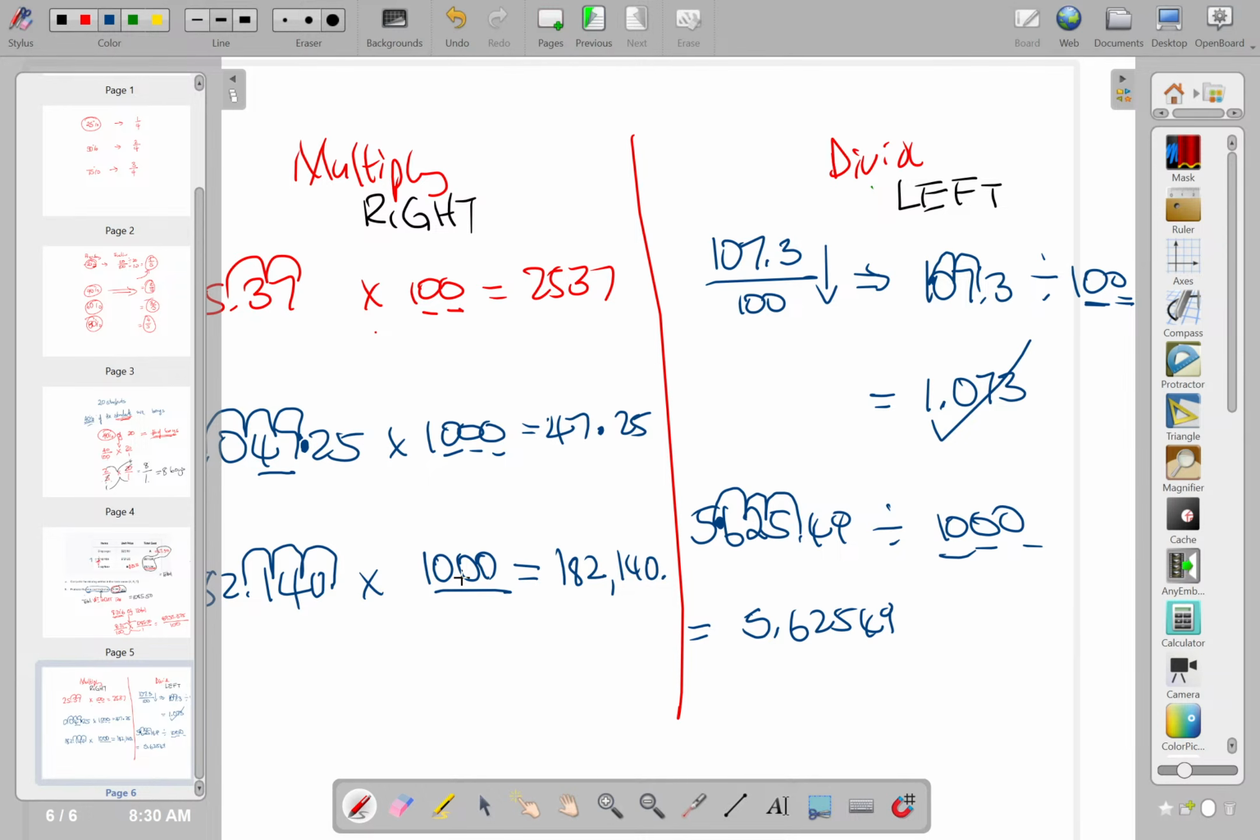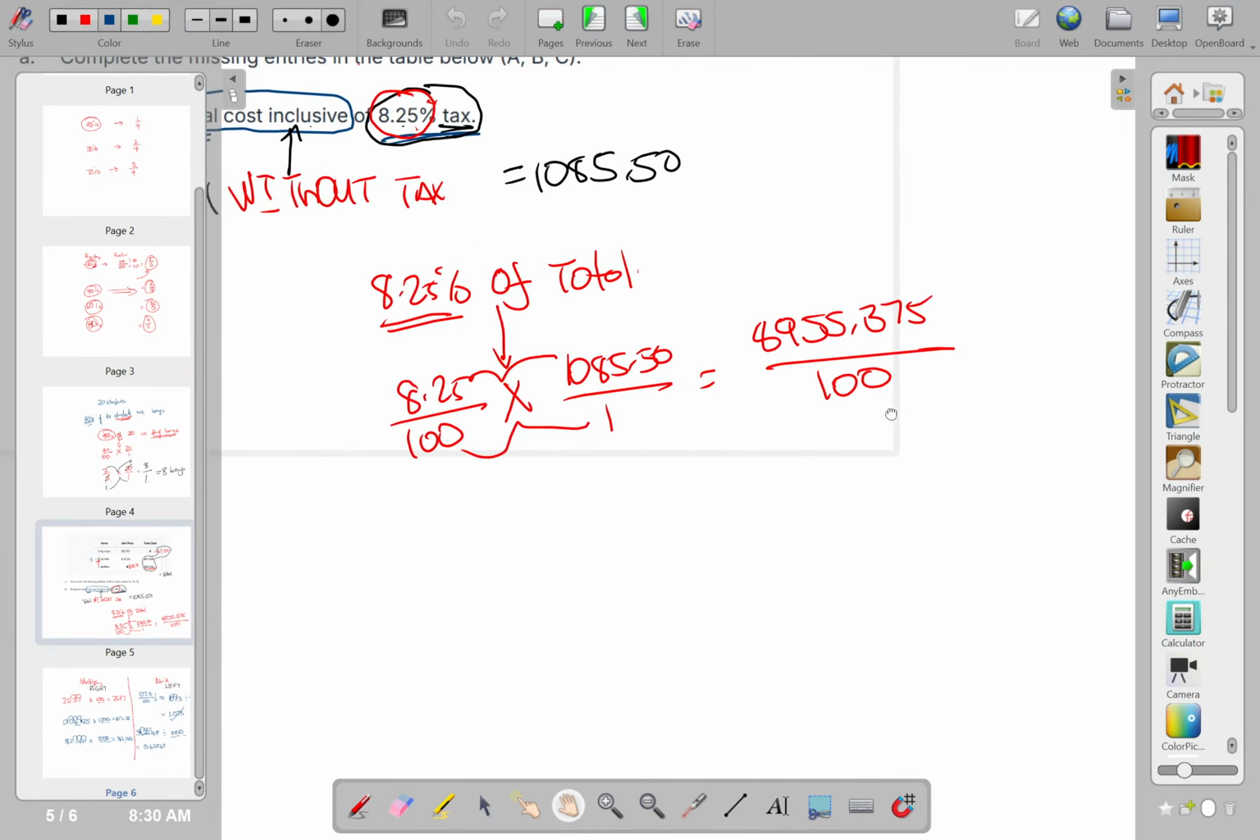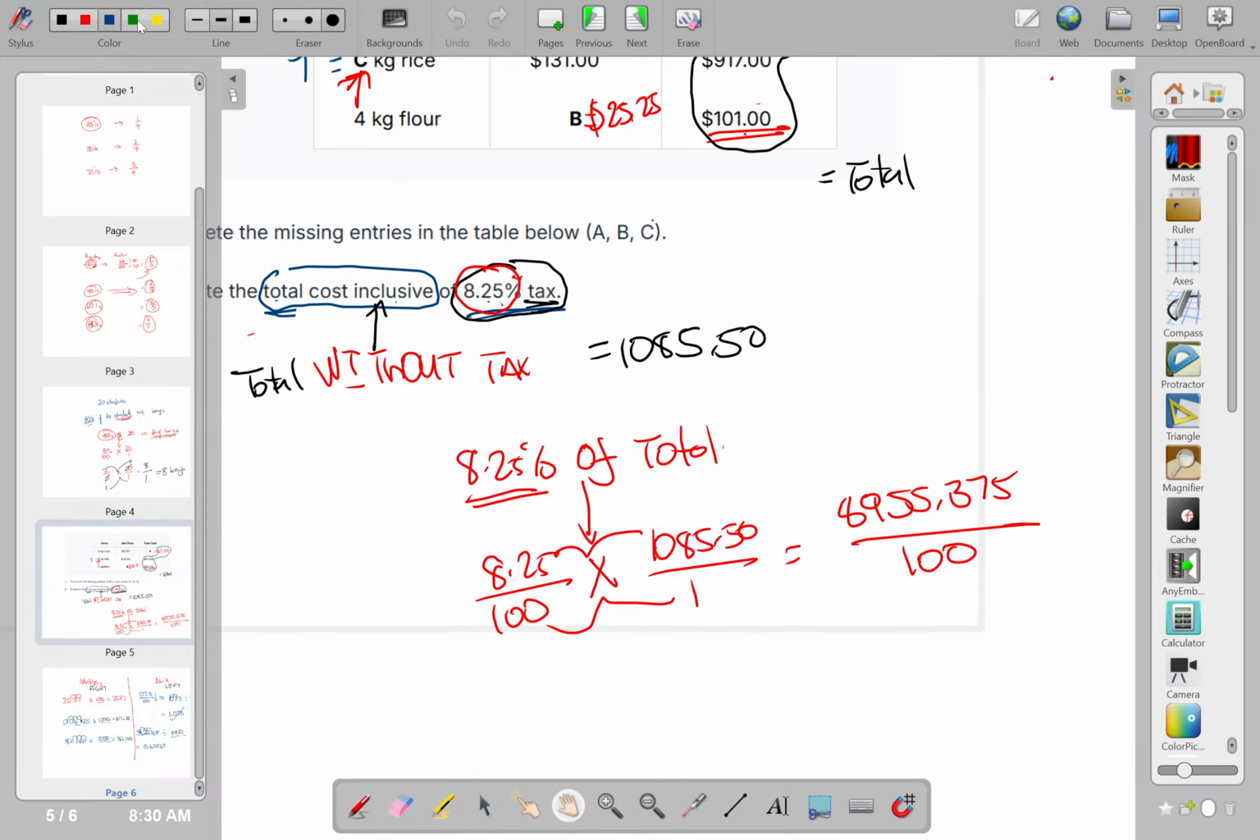Now I did that all to say, let's finish up this one with the tax. So now I'm going to be dividing by 100. 2 zeros means I'm going to move my decimal place 2 places to the left. So that's going to give me 89.55375. That's representing the amount of tax that I'm going to add to your bill, everybody. I hope that makes a lot of sense to everybody.